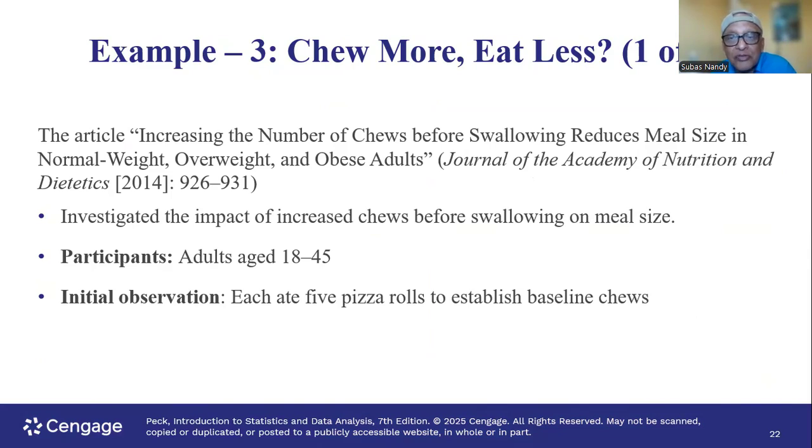So here they're looking at some information, the number of chews. Okay. So this is a statistical study, you might say. Participants aged 18 to 45, initial observations. Each of these participants, aged between 18 and 45, had 5 pieces of pizza rolls to establish how many chews they do before swallowing the food. Before swallowing the food, how many times you chew the food.